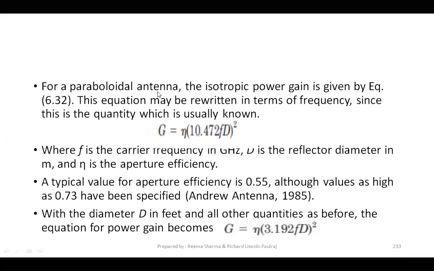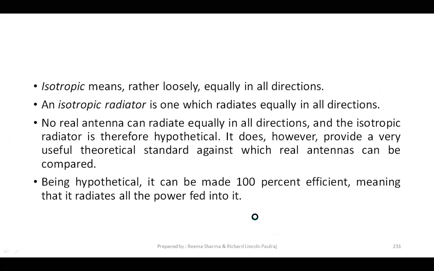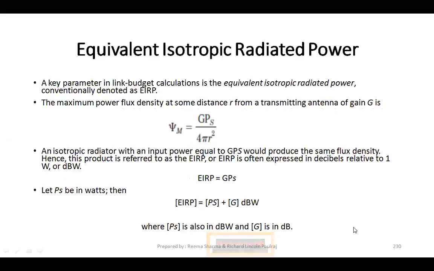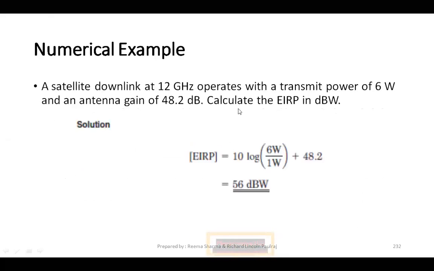For a parabolic antenna, the isotropic gain is given by this equation. You should check the inputs given in the question, and based on them you can decide which formula you're going to use: either this formula, or gain is equal to this. Here also you can see that your gain is equal to psi m divided by psi I. So you can make the best use of the values given in your problem to identify which formula to use. Those values are going to play a key role.